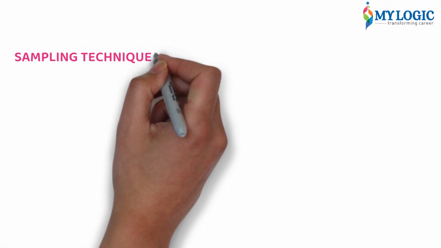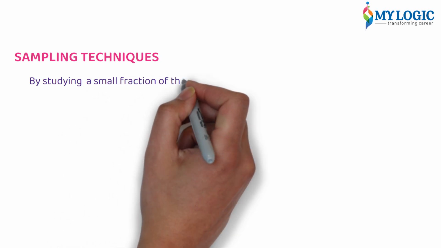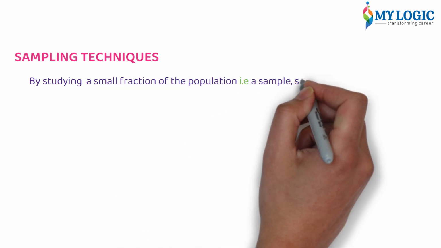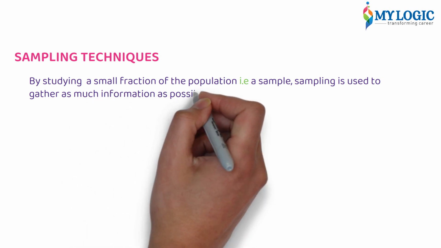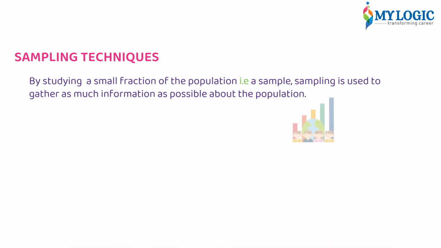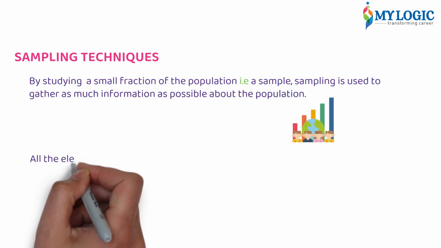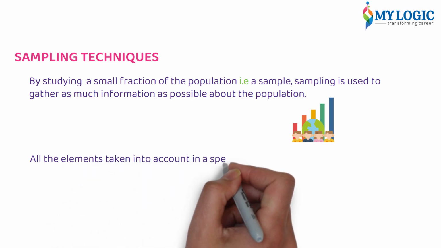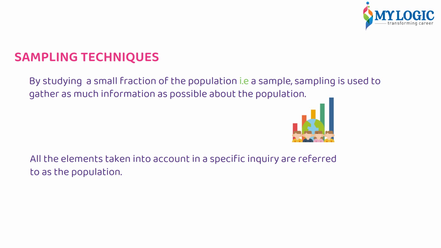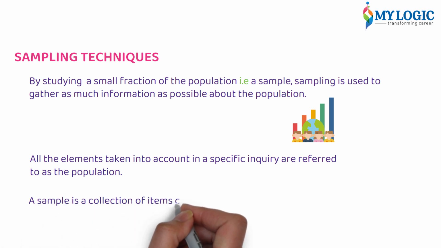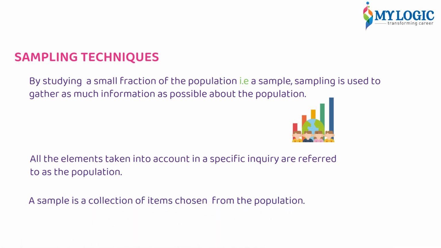Sampling techniques. By studying a small fraction of the population, that is, a sample, sampling is used to gather as much information as possible about the population. All the elements taken into account in a specific inquiry are referred to as the population. A sample is a collection of items chosen from the population.